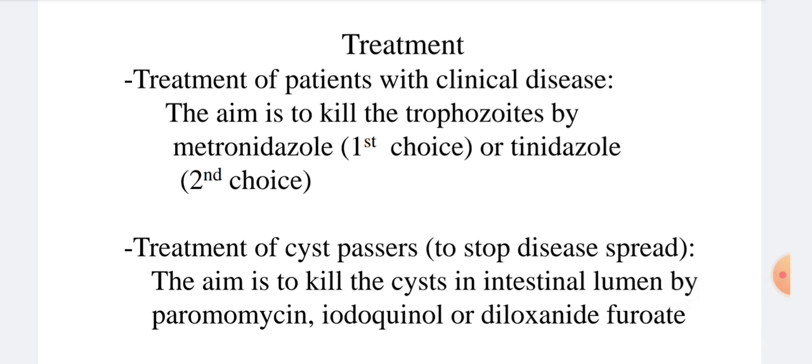Treatment of patients with clinical disease, the aim is to kill the trophozoites by the drugs metronidazole, this is the first choice, or tinidazole, that is the second choice. Also, treatment of cyst passers to stop disease spread in the community. The aim is to kill the cyst in intestinal lumen by the drugs paromomycin, iodoquinol, or diloxanide furoate.